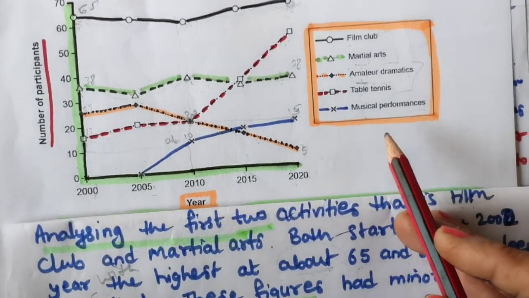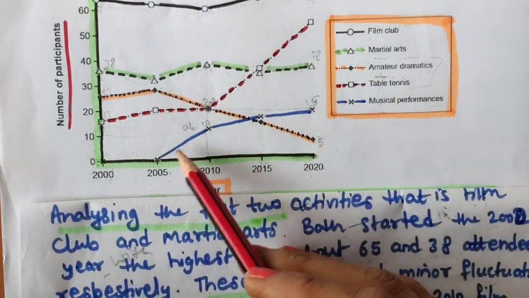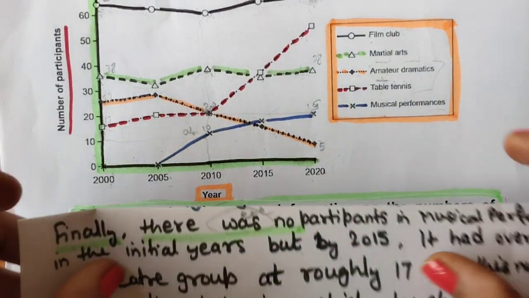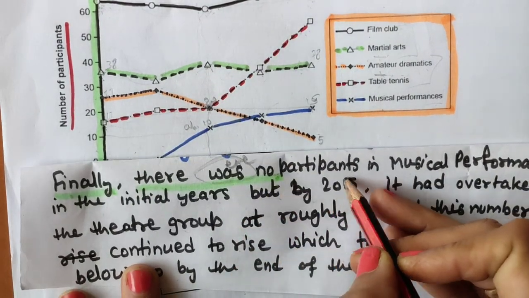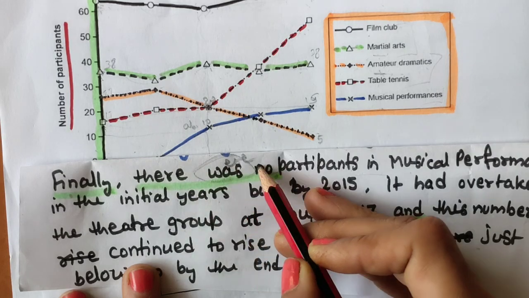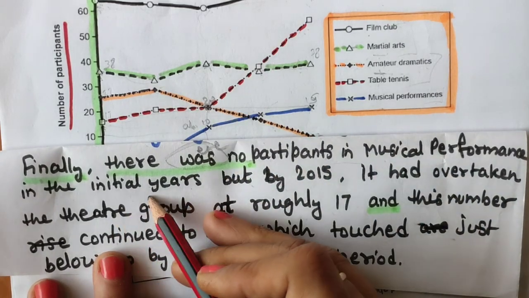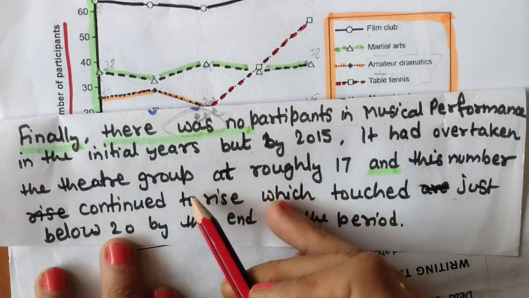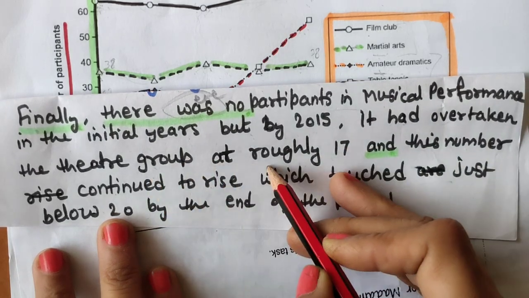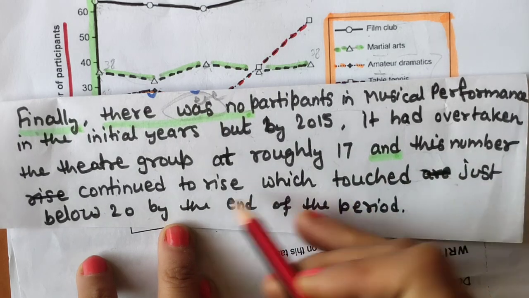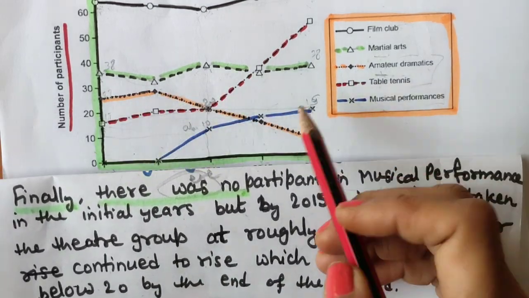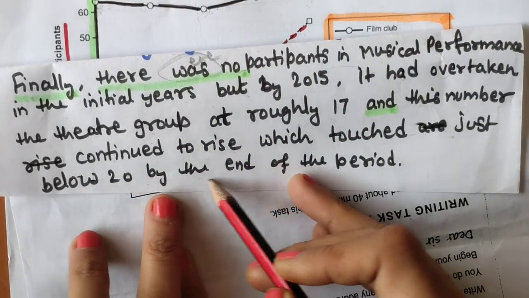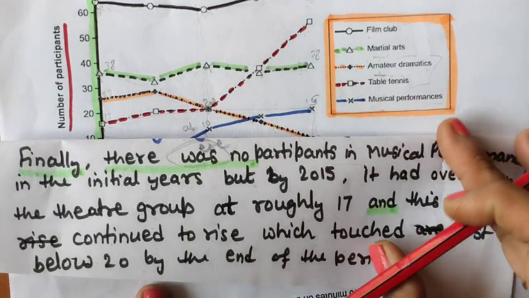Now I will be talking about musical performance, because this is different. In the initial year it was not there. So let's talk about musical performance. There were no participants in musical performance in the initial years, but by 2015 it had overtaken the theatre group, see this, at roughly 17, and this number continued to rise, which touched just below 20 by the end of the period. So for this line we have written only one sentence.